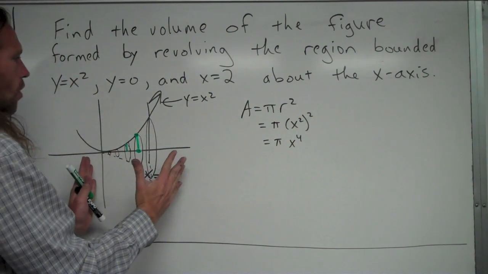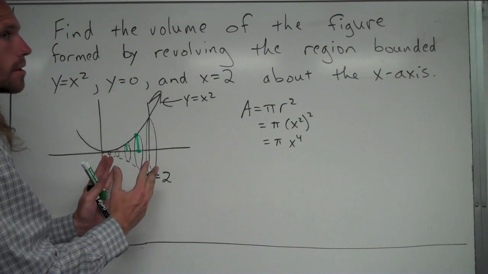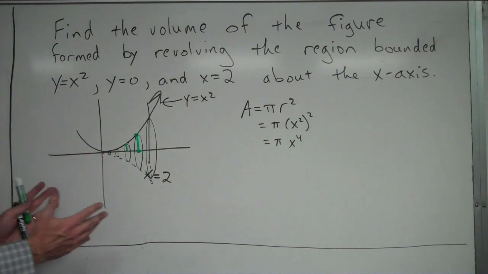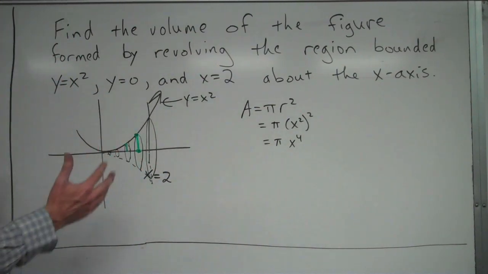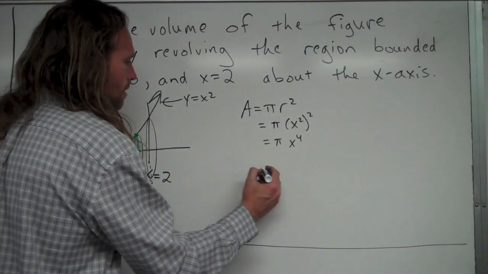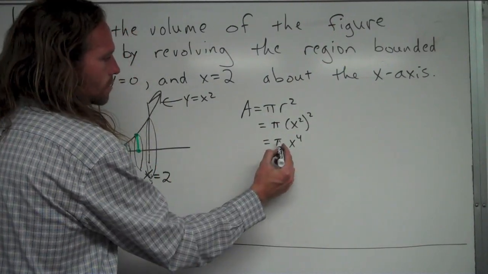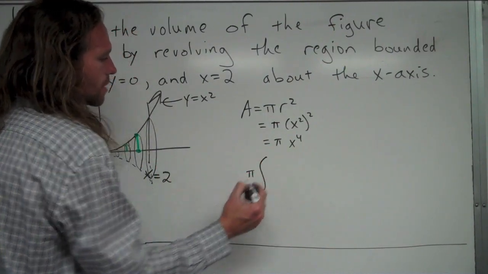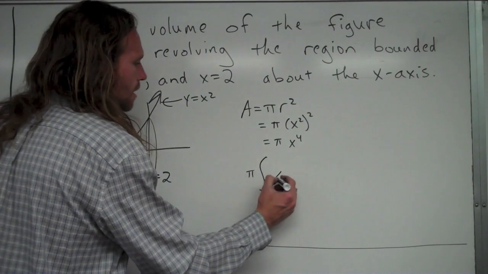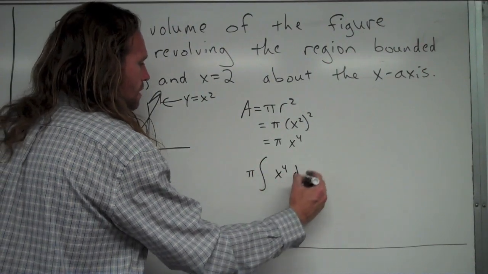So if we can add all of those areas of the circles up, we've got the volume of this figure. The way we're going to add all those circles up is by integrating. When I do my integral, I always like to put pi out front because it's a constant. We can put that outside the integral, and x to the 4th dx inside.